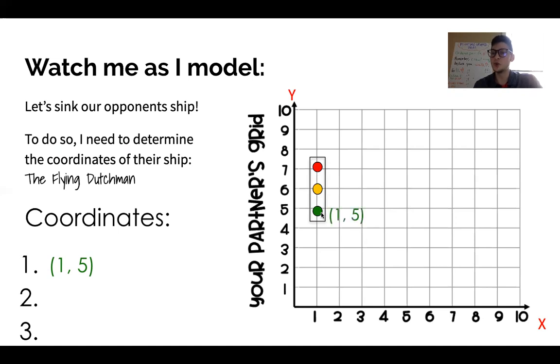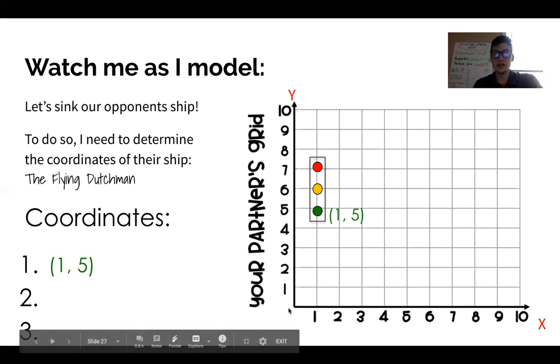Now, if you were drawing your own coordinate system, you typically would label the ordered pair on the system as well. You do not have to do that in your activity today, but I'm just modeling that for you. Okay, let's try another one.